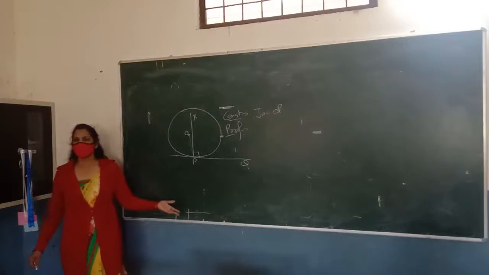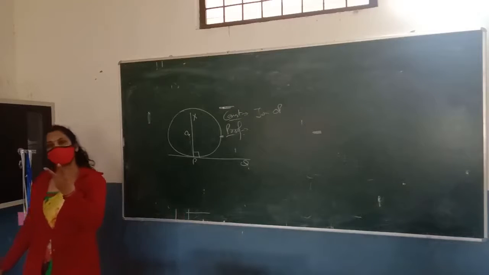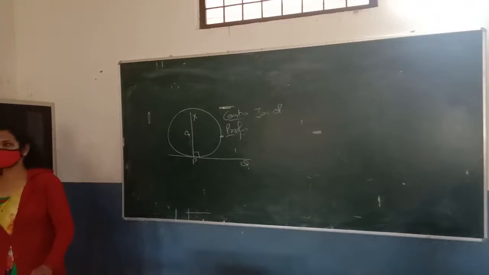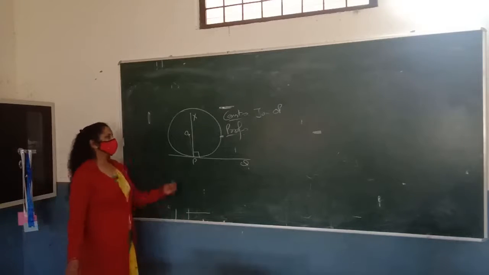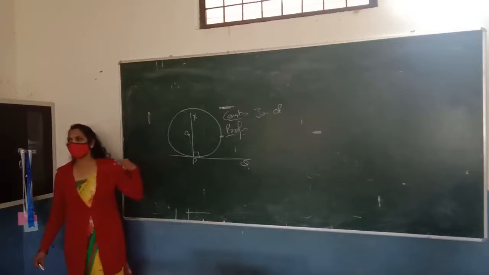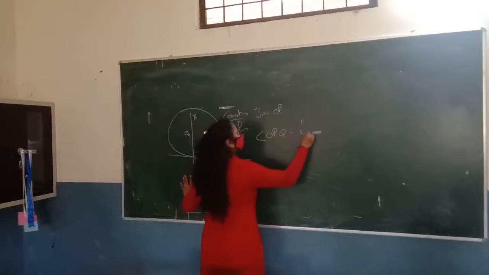Ma'am, there are only two theorems in this chapter. You should always learn all the theorems regarding the chapters. Rajat? Ma'am, the radius is perpendicular to the tangent. Yes. The radius is perpendicular to the tangent of the circle. So we will say that angle OPQ is equal to 90.